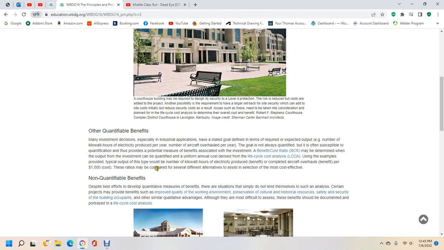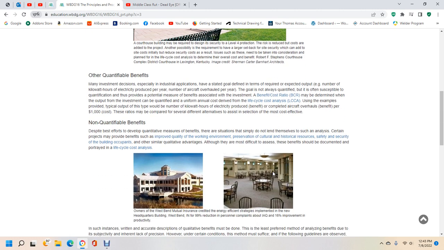Using an example to illustrate the type of output: the number of kilowatts of electricity produced benefit, or the number of aircraft overhauls completed, per $1,000 cost. The ratio must be compared across several different alternatives to assist selection of the most cost-effective one.